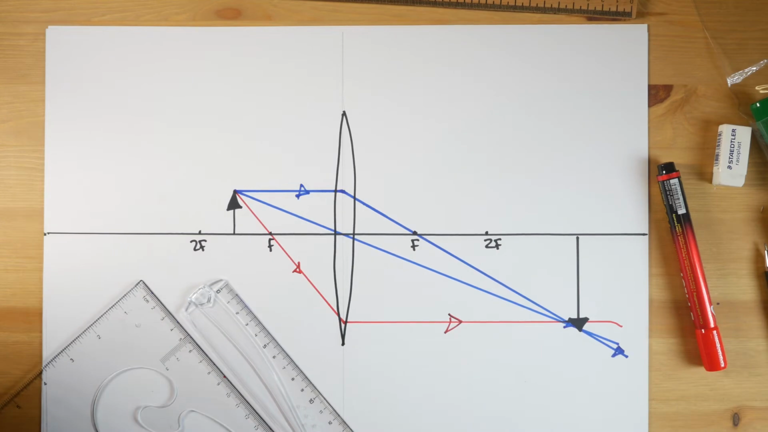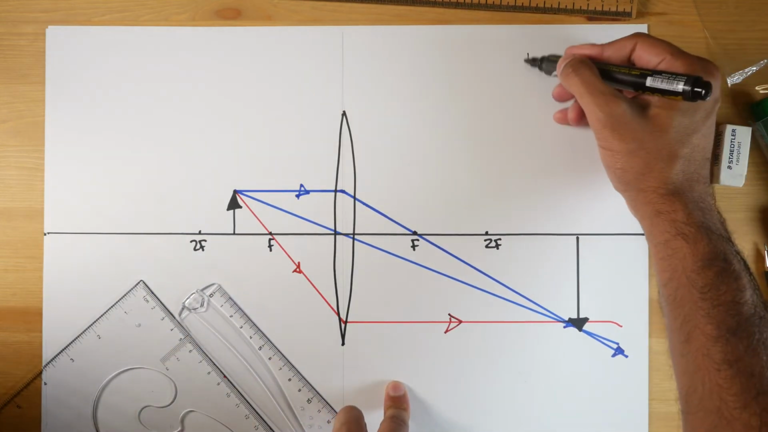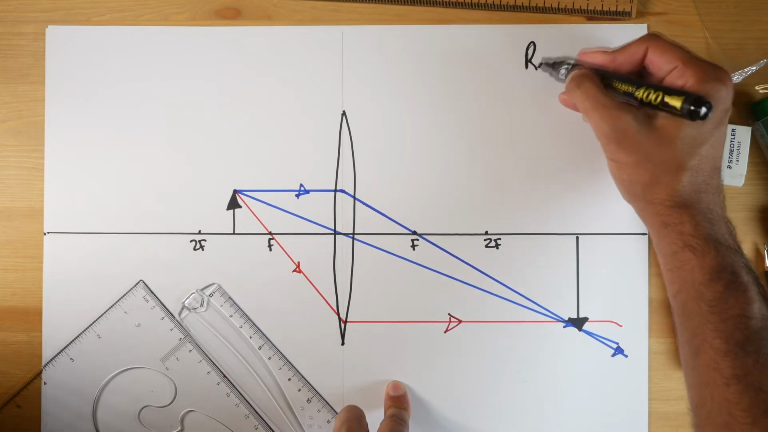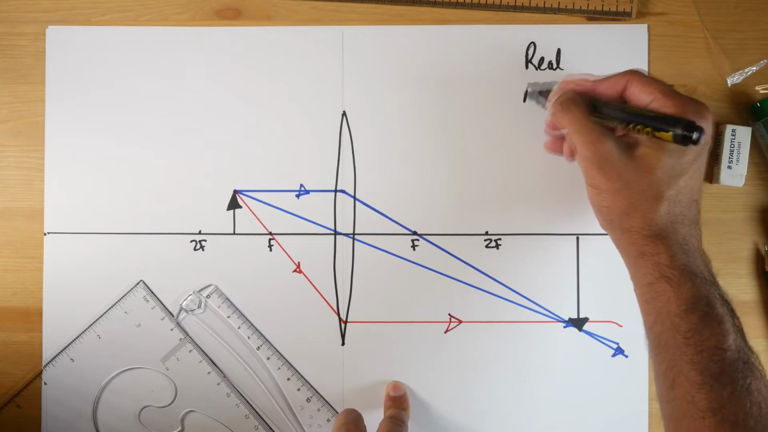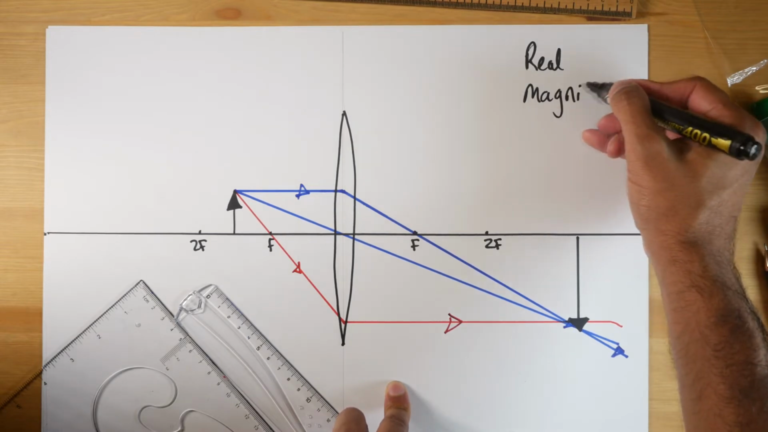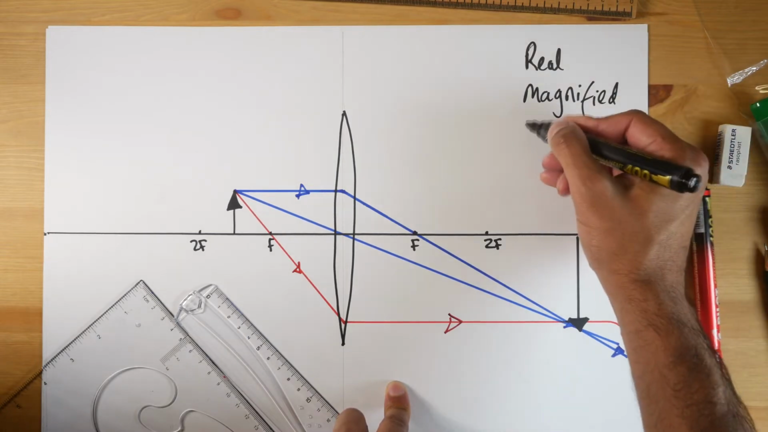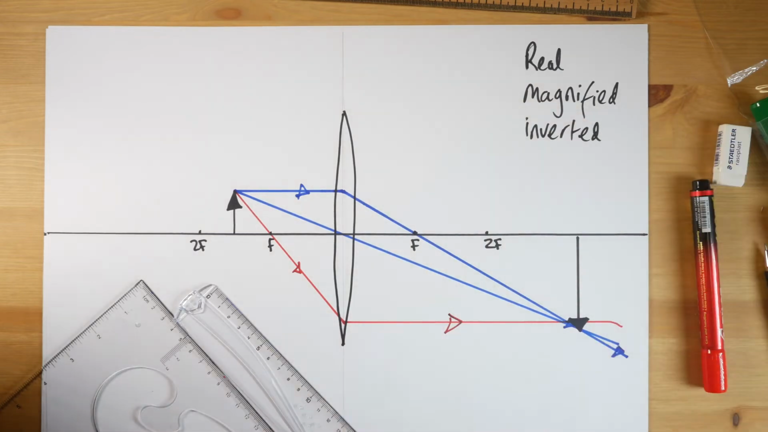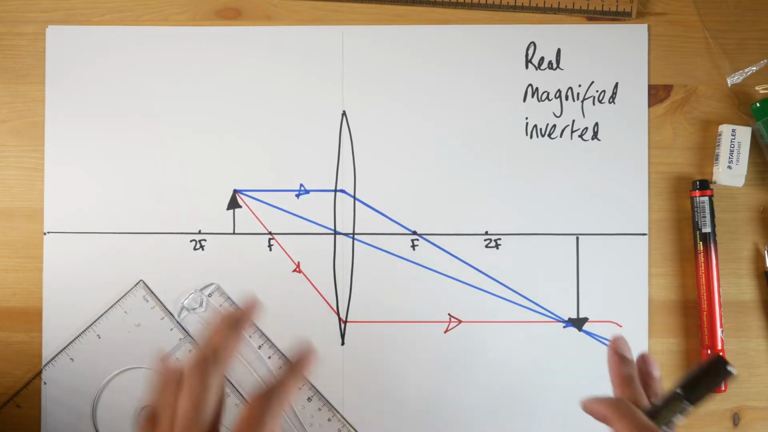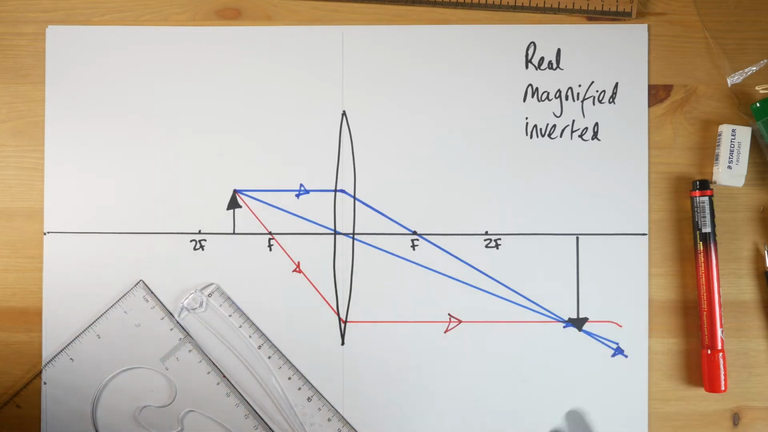Okay, so if it's between F and 2F, the image is going to be, first of all, real, because it's made out of real light rays. It's going to be magnified, and it's going to be inverted. Inverted meaning upside down. Okay? Hopefully you can draw it a lot better than I can, but this is the idea.